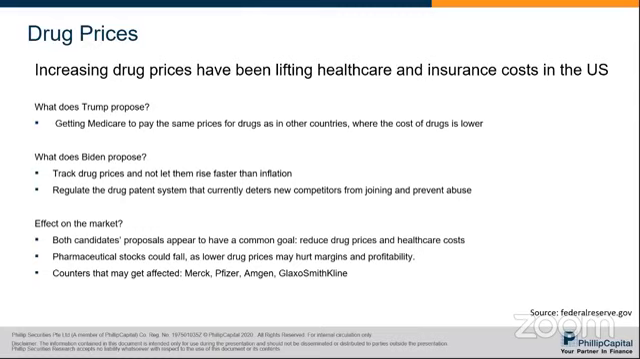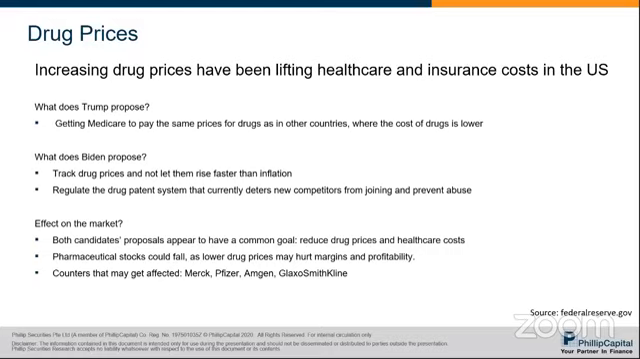On the other hand, Biden has proposed to track drug prices and not let them rise faster than inflation itself. He also wants to regulate the drug patent system that currently deters new competitors from joining and prevent market abuse. Essentially, he is aiming to revoke the right of drug companies to negotiate with Medicare over drug prices.